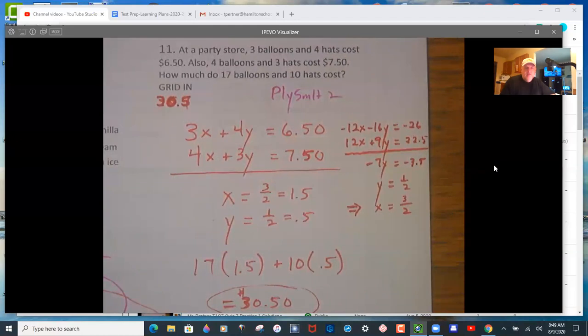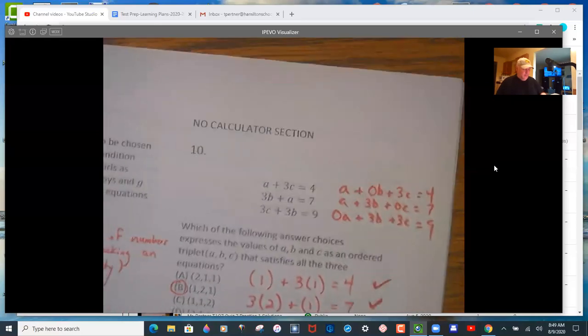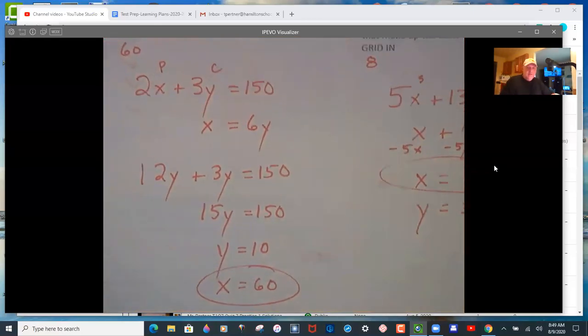And then they want to know 17 balloons and 10 hats. So you take 17 times 1.5 for x plus 10 times 1/2 for y, or 0.5. So there is the calculator way of doing this if you have that app. Other than that, you have to really solve things out there. Kind of a harder problem. Here's a good solid problem.